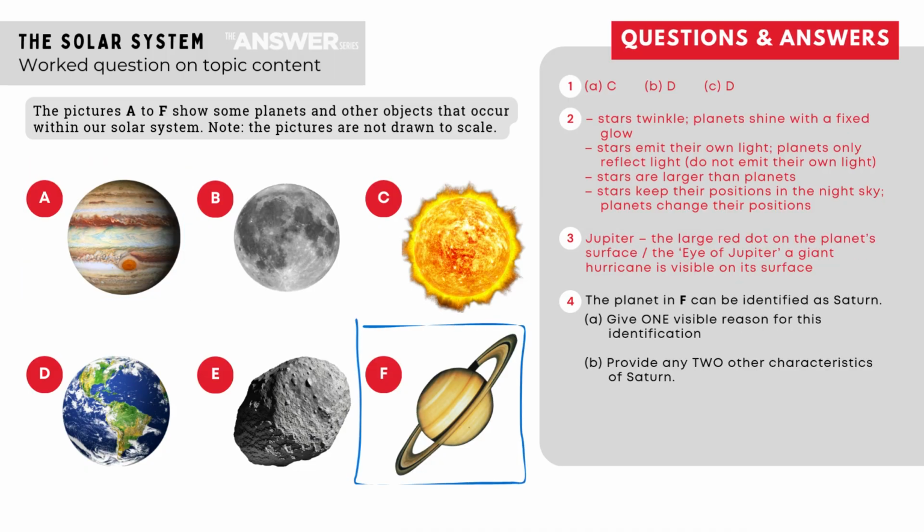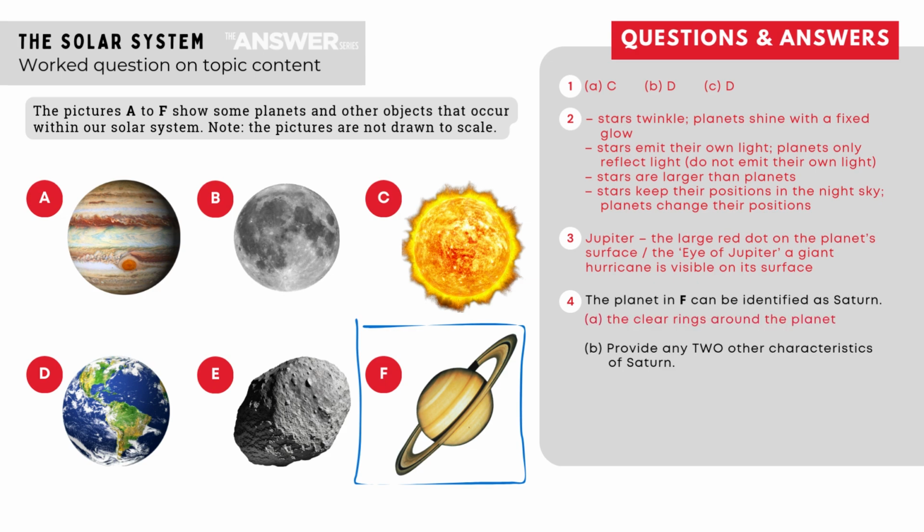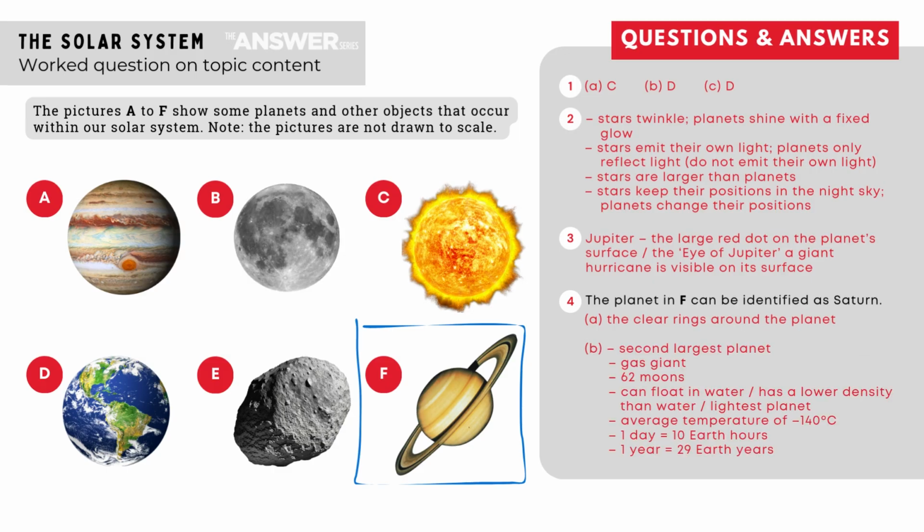Question 4 says that planet F is identified as Saturn, and it asks us first to give 1 visible reason for this identification. So looking at Saturn, one of its most characteristic features is the fact that it has those beautiful, clearly visible rings around the planet. Then they ask us to provide any 2 other characteristics of Saturn, and there are a number of them to choose from, as discussed in the video on the characteristics for gas giants.